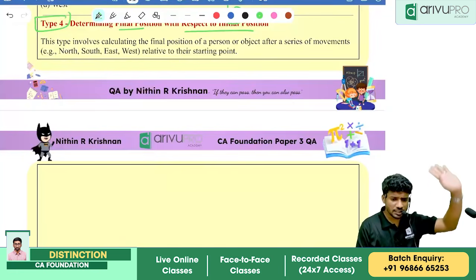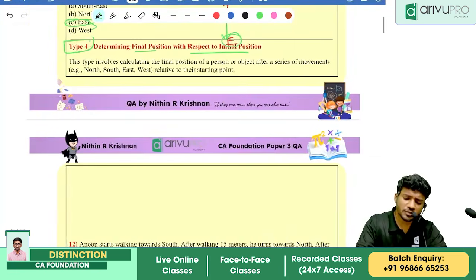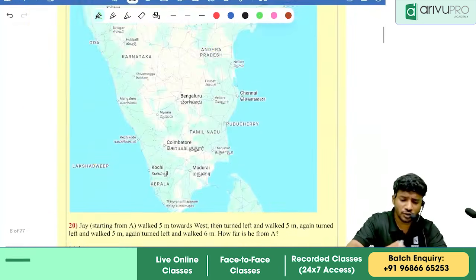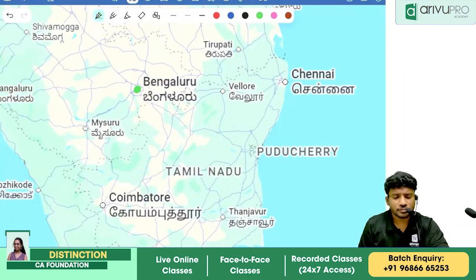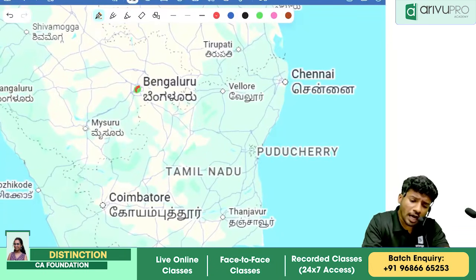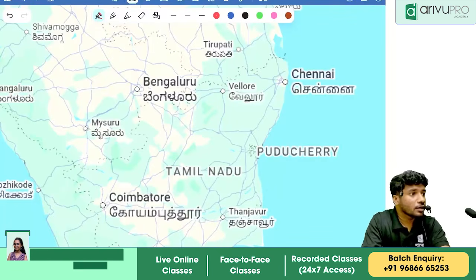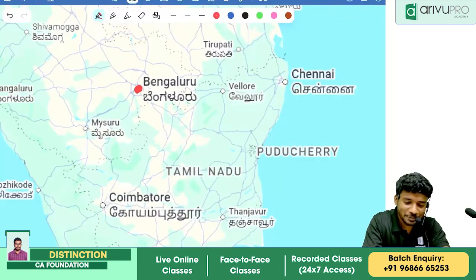Now people, determining final position with respect to the initial position. Another shortcut I will teach you. Final position with respect to initial position means what? I will show you the map of India. Okay. Now, Bengaluru is here.